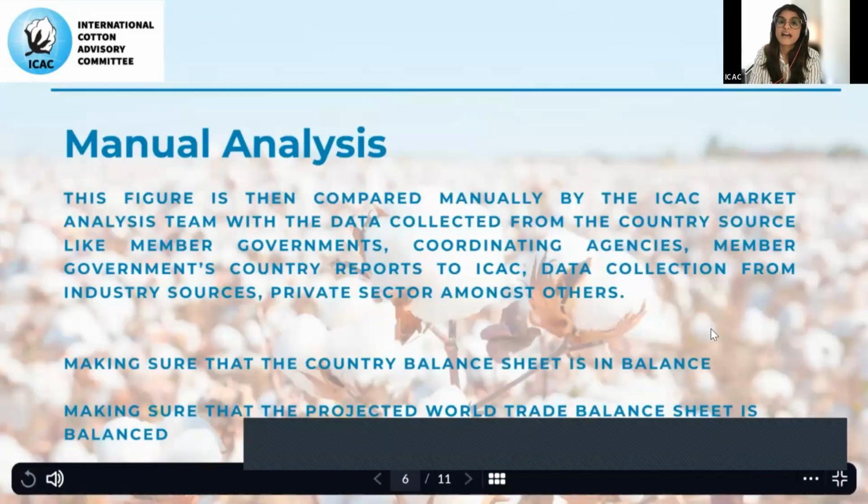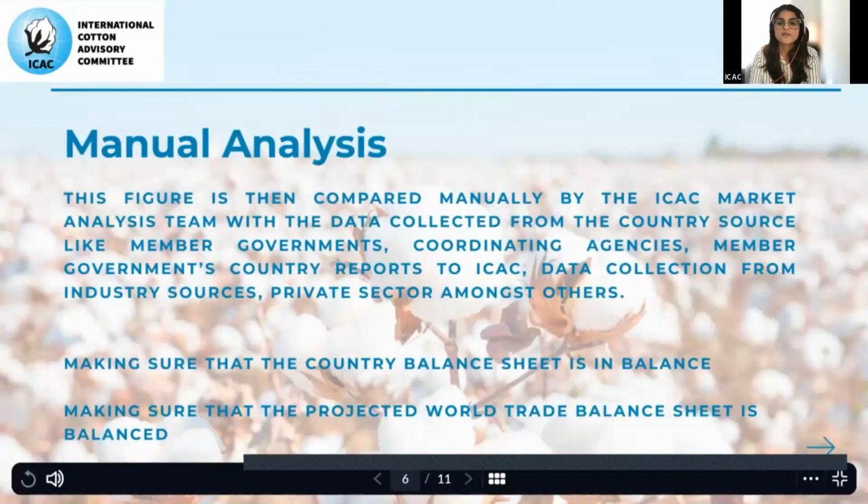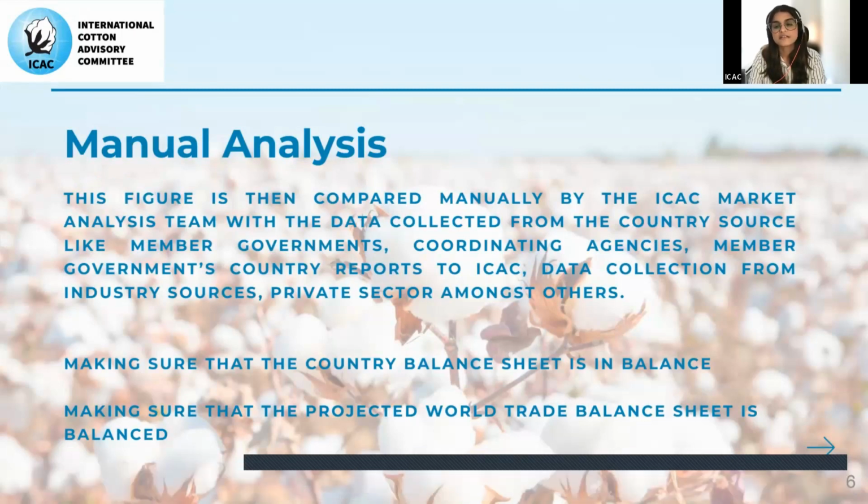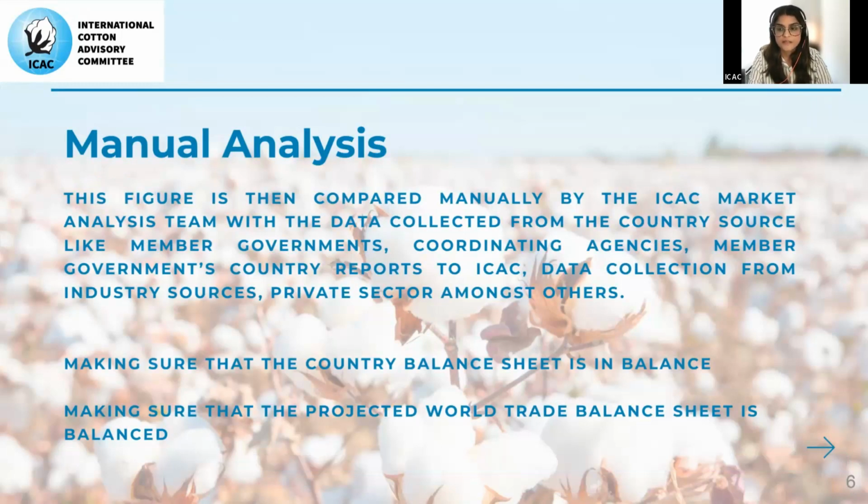Quickly moving on to the manual analysis stage. Before the final figure is entered in the database, the ICAC market analysis team manually compares this information from the country source. The primary data can be collected through various means, such as contacts from the country, emails from the member governments, coordinating agencies, country reports to ICAC, data collection from industry sources, private sector, amongst others.